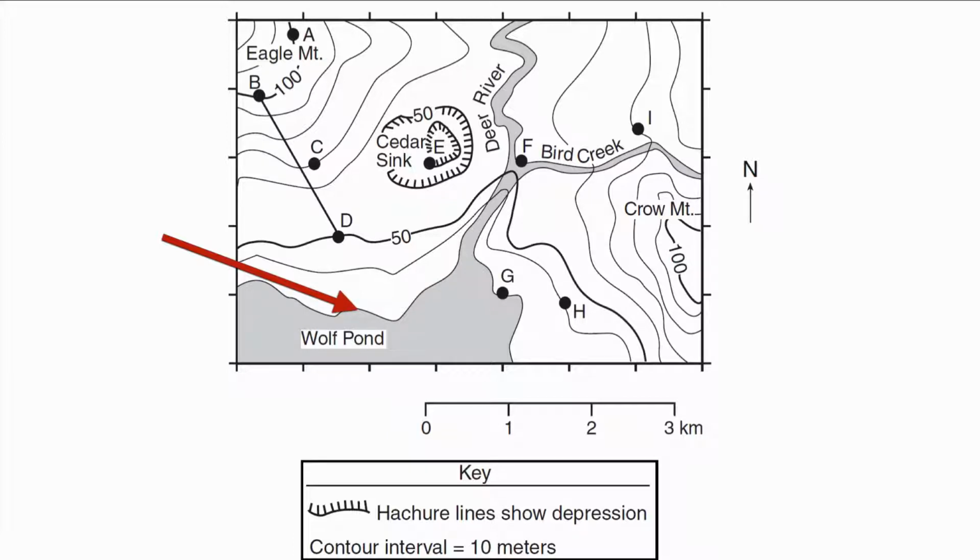This is Wolf Pond. The contour interval is 10 meters. What is the elevation of Wolf Pond? Wolf Pond has to sit at 30 meters.